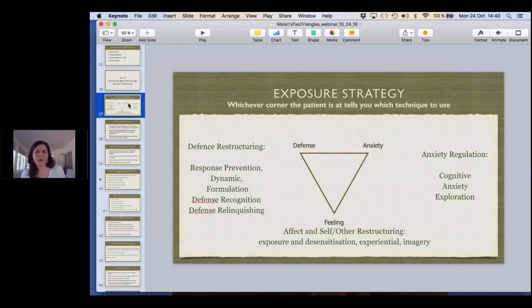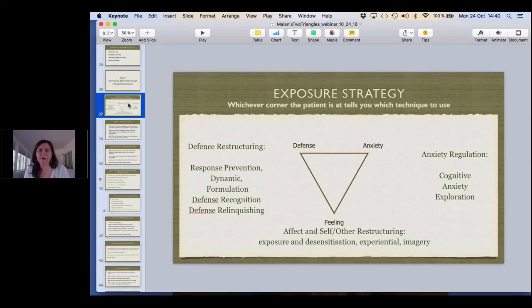And it's about defense recognition and defense relinquishing. You really want to be practicing your mirroring skills, like how to mirror back to your client what you see. You want to be practicing your motivational interviewing skills, helping people to identify the costs and benefits of their defense.